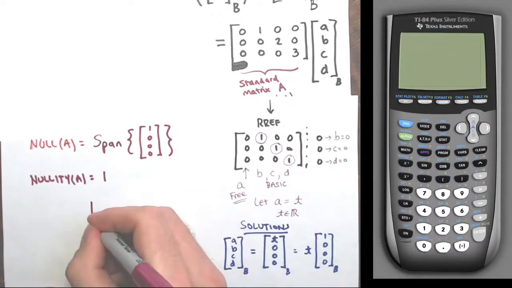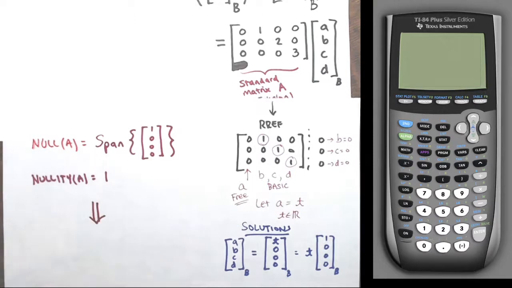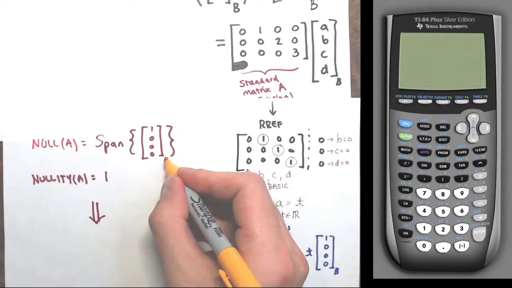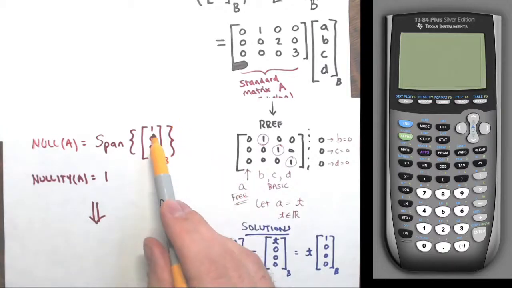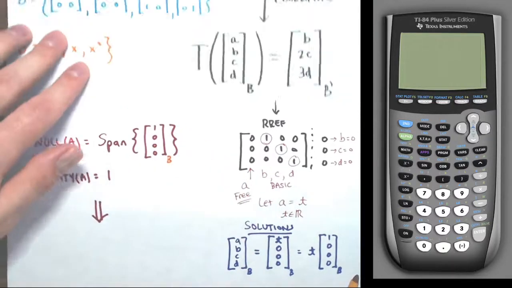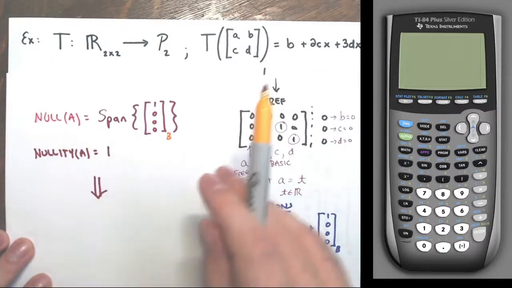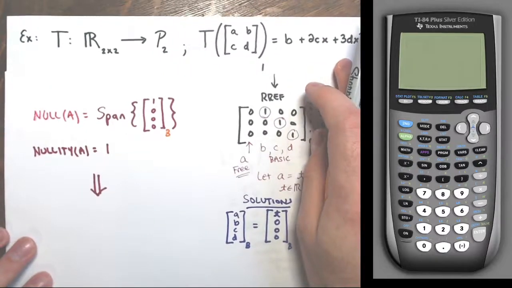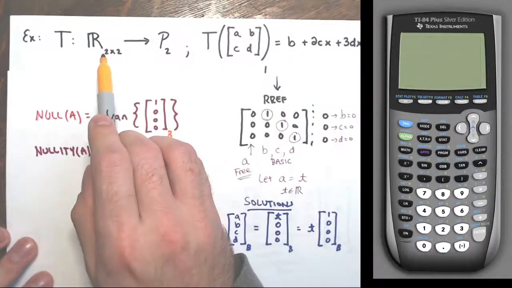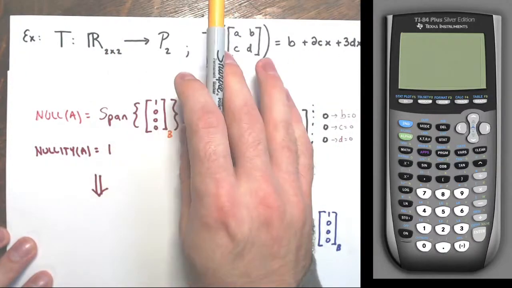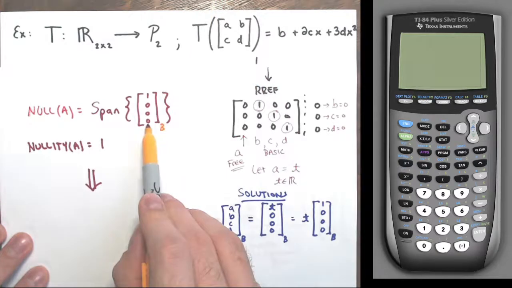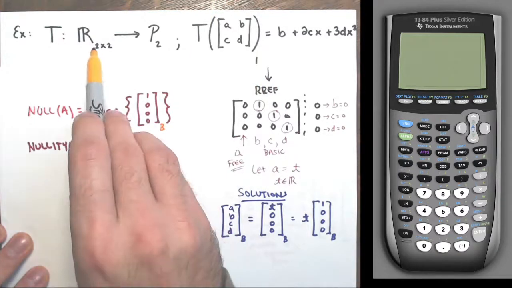So then I translate this to T. All right, because remember these are the coordinates. When I say the vector 1, 0, 0, 0, I can't say that's the null space of T. And the reason is, remember, the null space of a transformation is all vectors from the domain that map to the 0 vector of the codomain. This vector is not in that.